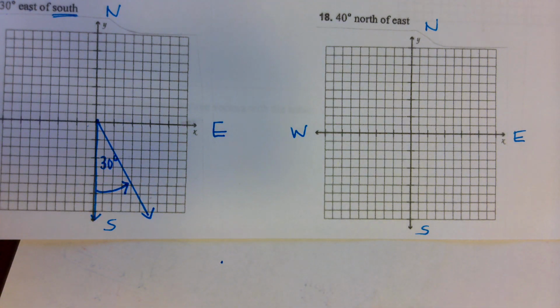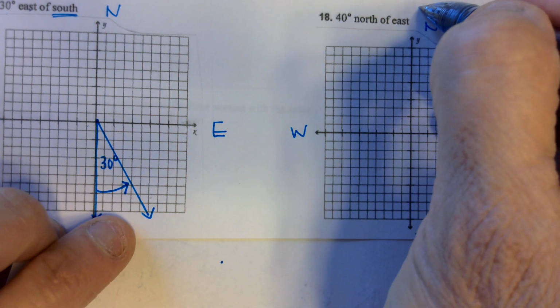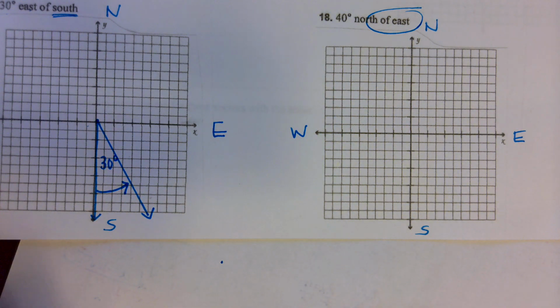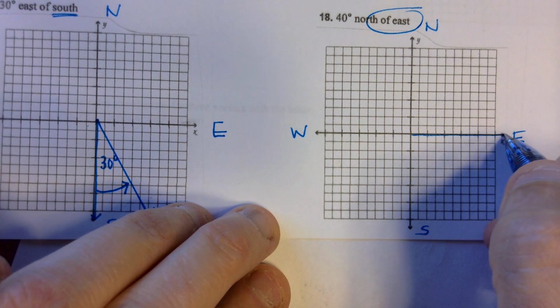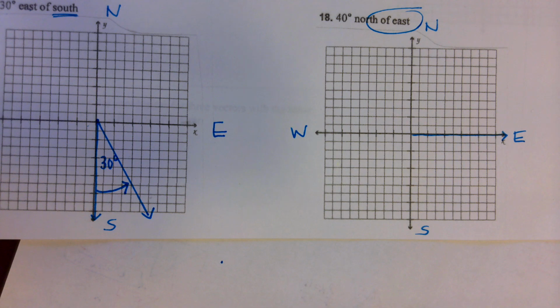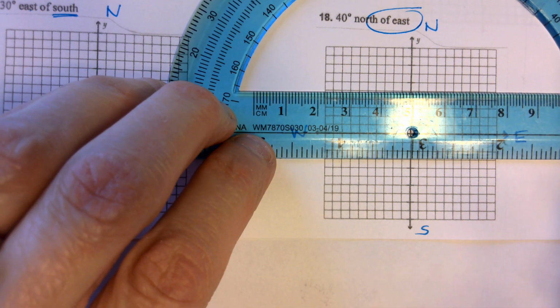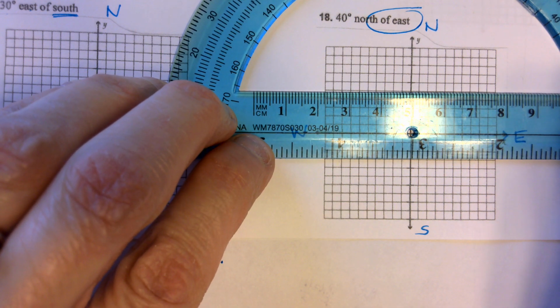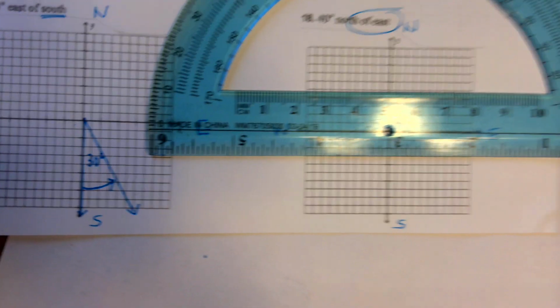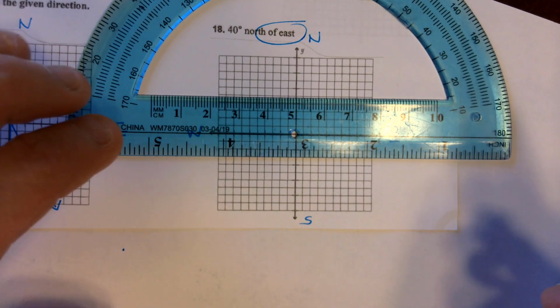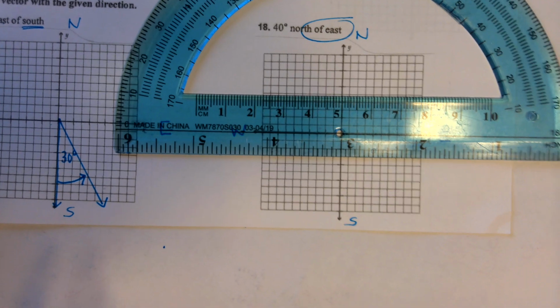40 degrees north of east. Okay, so you go to the east. Now I'm going 40 degrees north of that, so I'm going to be going above it. So again, I go up here. Here's my protractor. Sorry about the reflection.